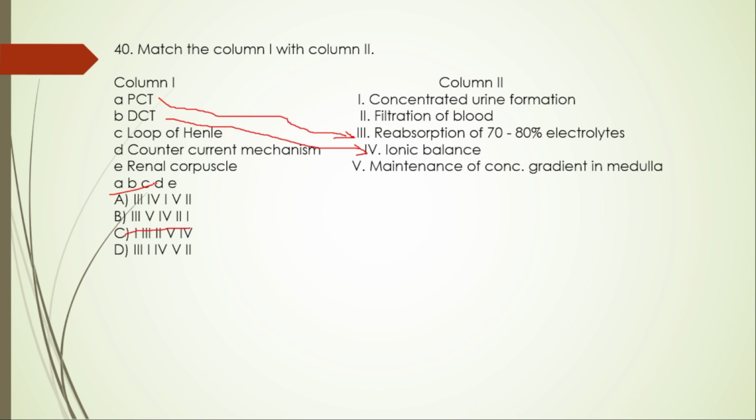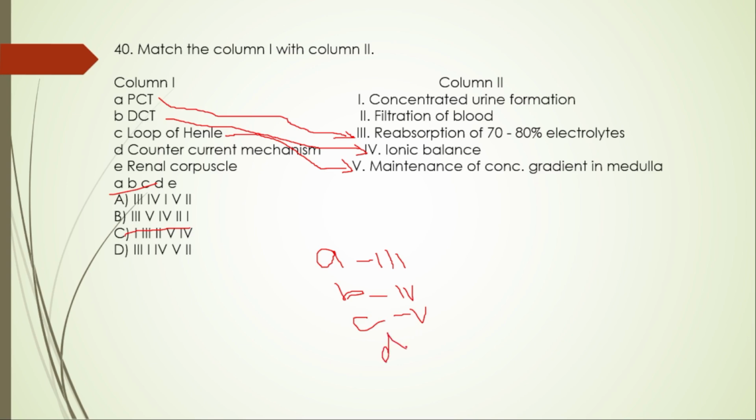Next, C. Loop of Henle, maintenance of what? Concentration gradient in medulla. So C is 5. A is 3. B is 4. C is 5.